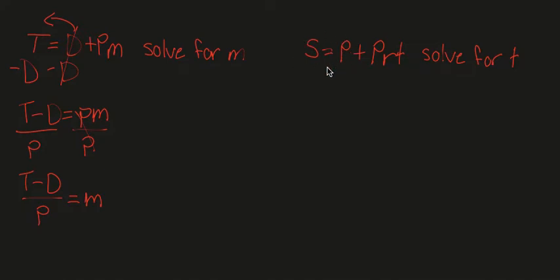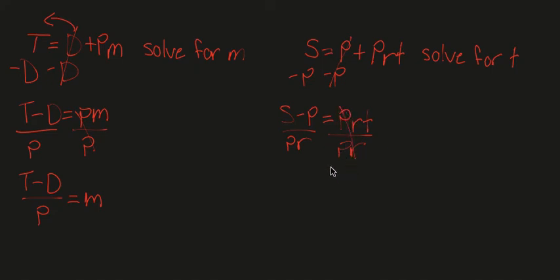We move this P over to the other side by subtracting P on both sides. On the left side, we're going to have S minus P equals, and on the right side, the P minus P cancel, and we just have PRT. All of these variables on the right side are connected through multiplication, and we need to get rid of everything that's not T. The way that we get rid of P and R, since they're all multiplying, is by dividing them over to the other side.